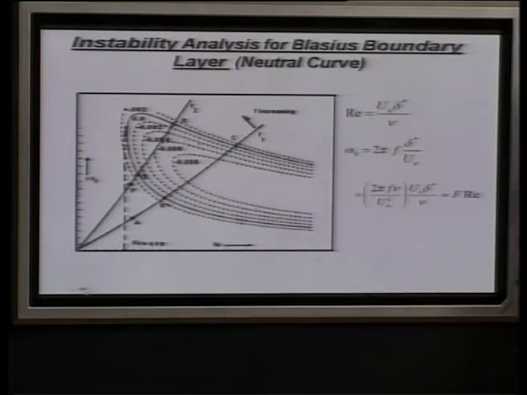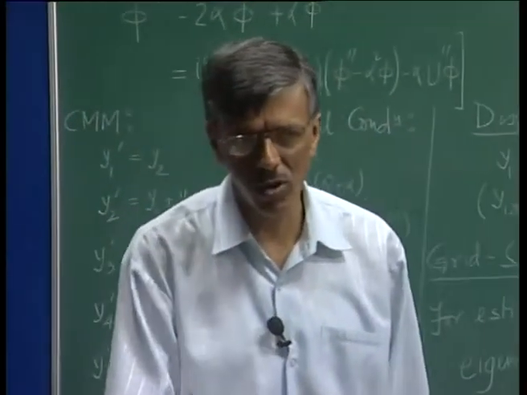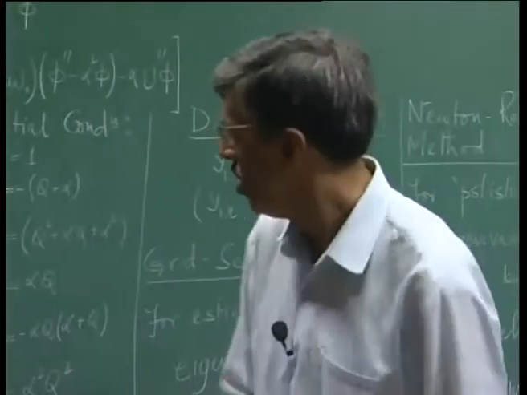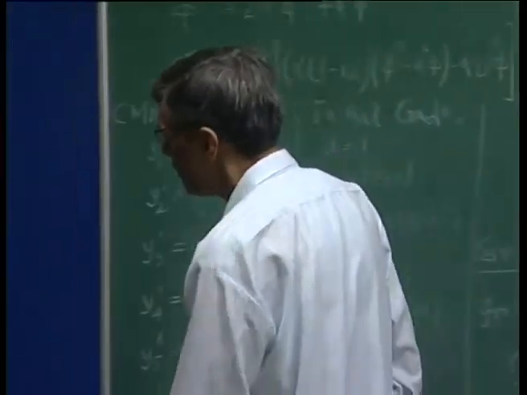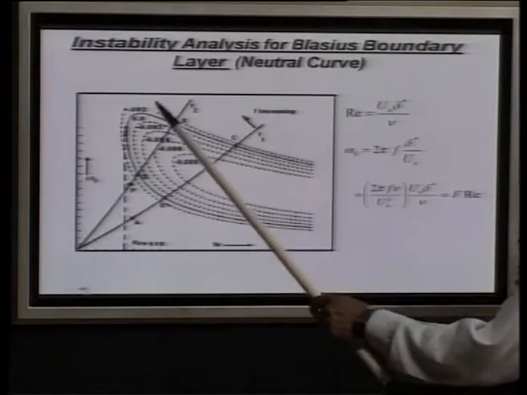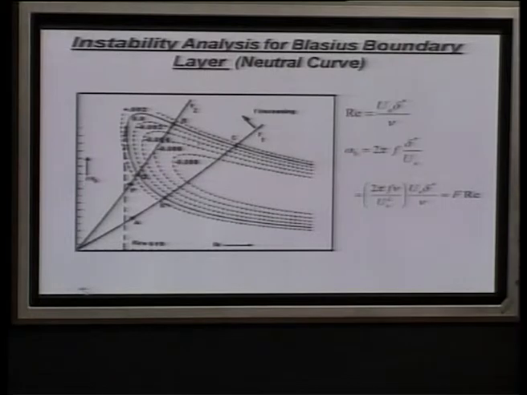Inside, alpha is negative. So, that means what? That region corresponds to instability. Okay? Whereas outside the neutral curve you have a stable region.